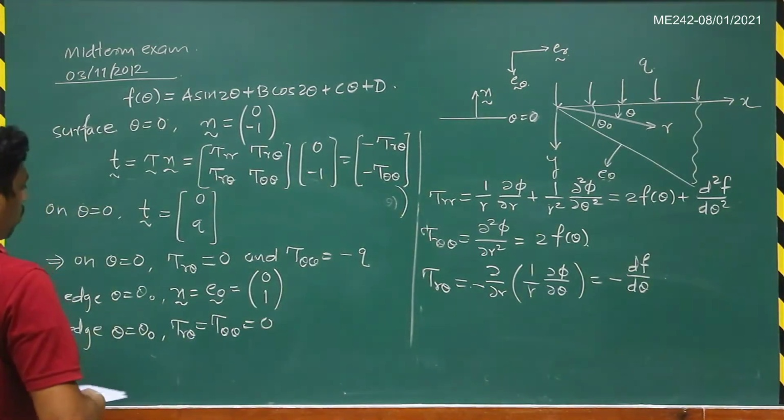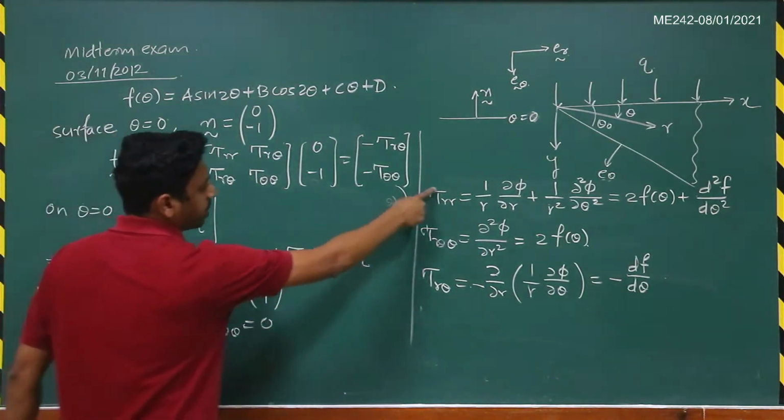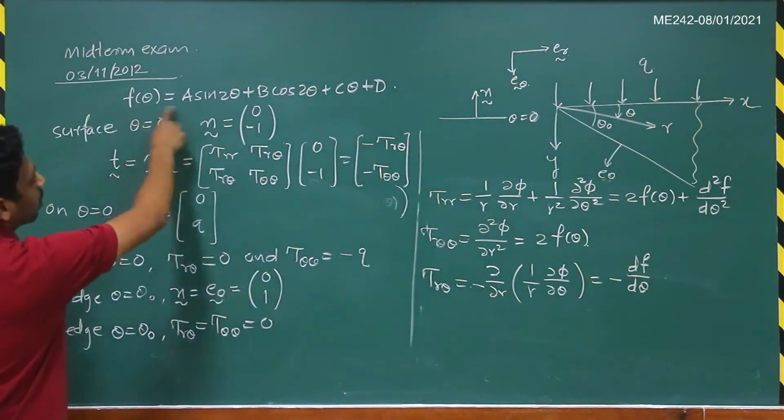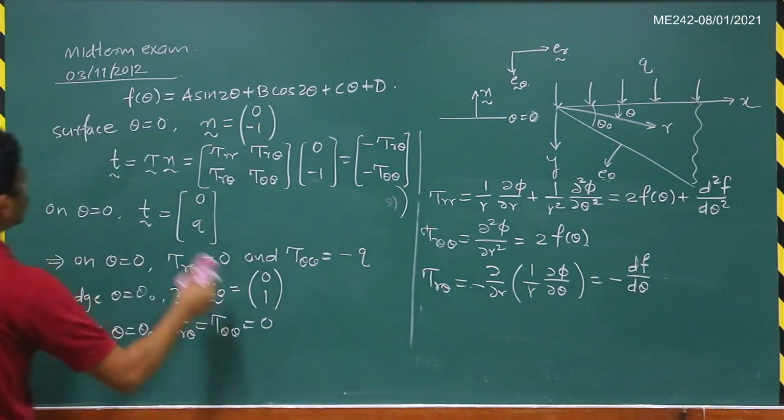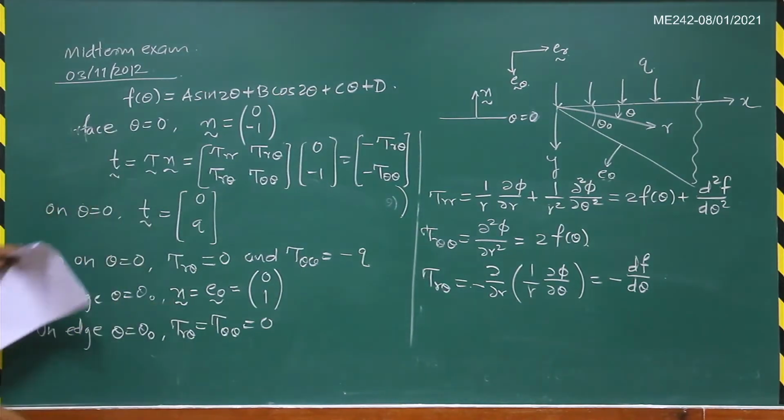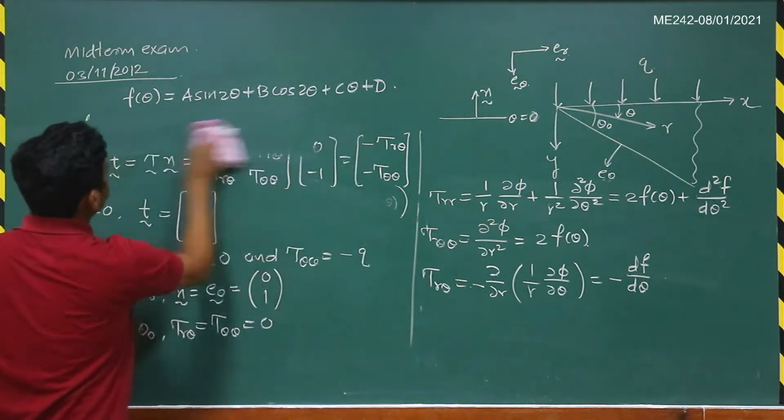These expressions can be found by using the relations given in the question itself. Now we put these boundary conditions into these relations, and we have already got the expression for f of theta. So let's put these boundary conditions. I will write it somewhere.